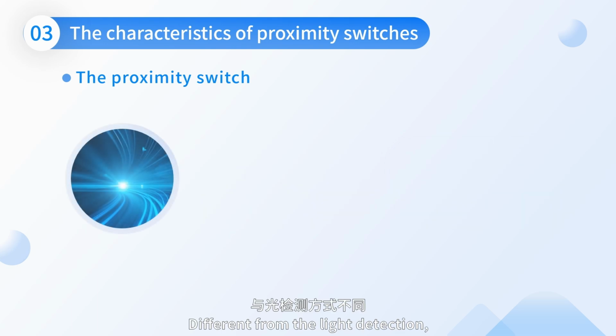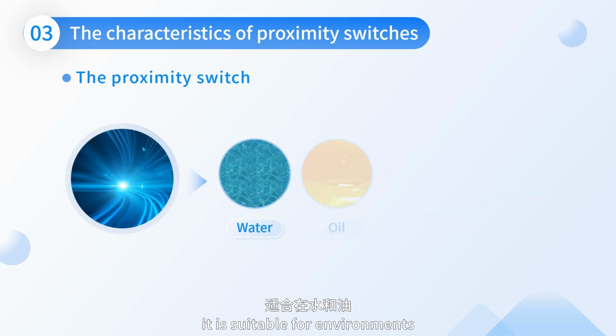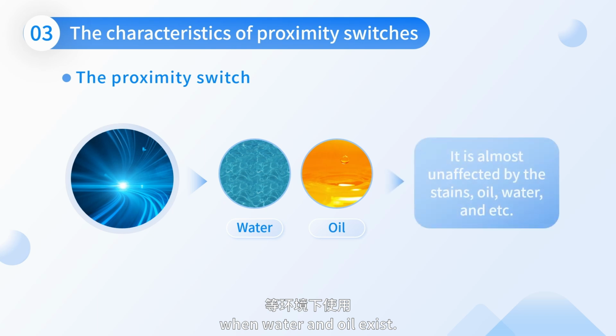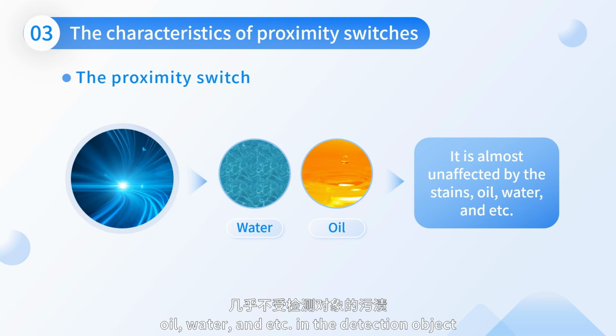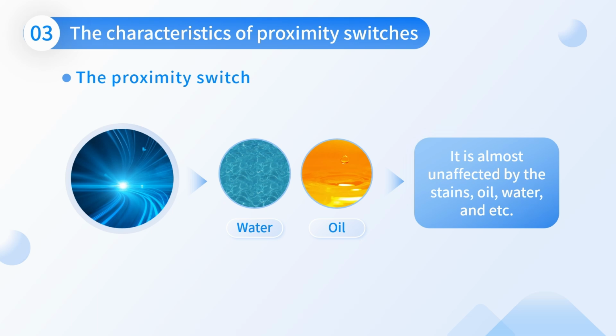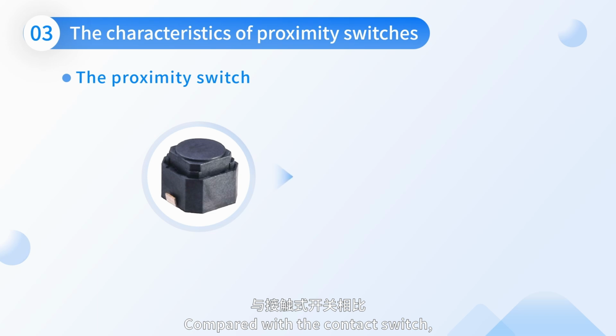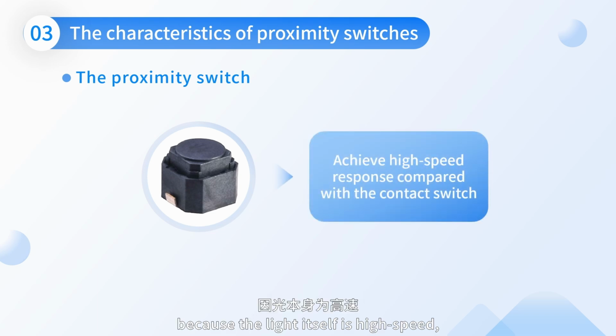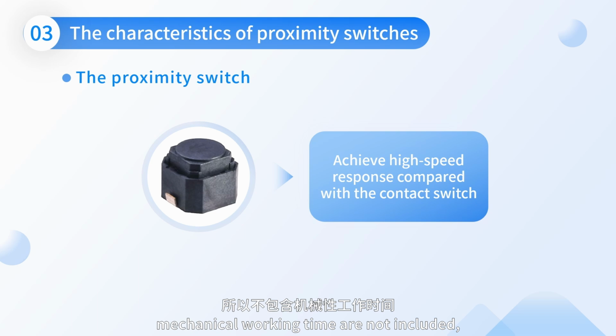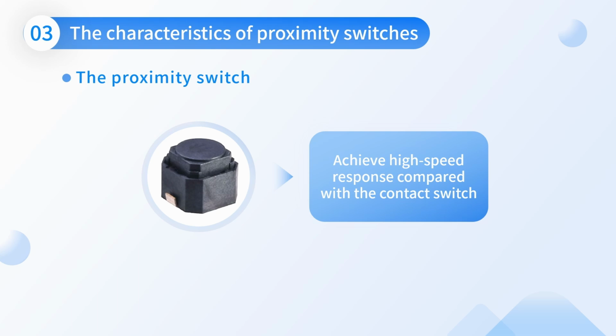Different from the light detection, it is suitable for environments when water and oil exist. It is almost unaffected by the stains, oil, water, etc. in the detection object during detection. It can detect almost all objects. Compared with the contact switch, because the light itself is high speed and the circuit of the sensor is composed of electronic parts, mechanical working time is not included, and the response is super fast.